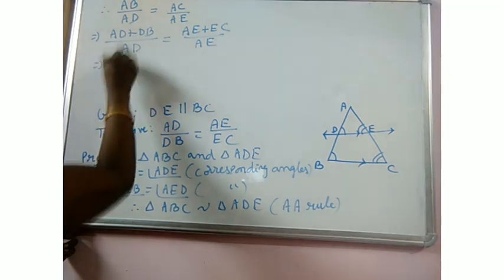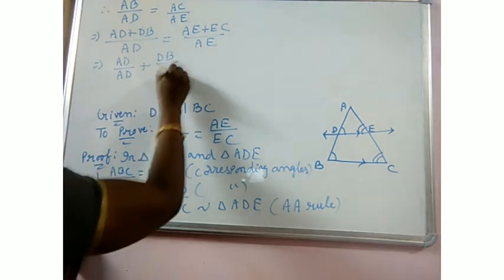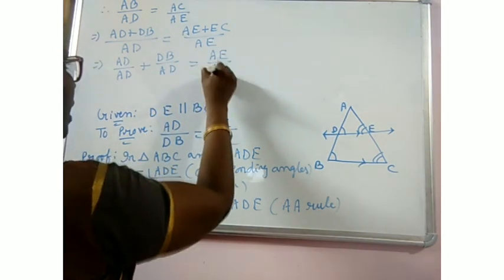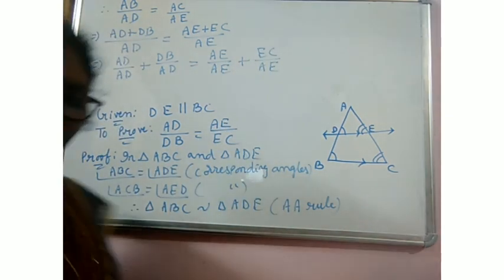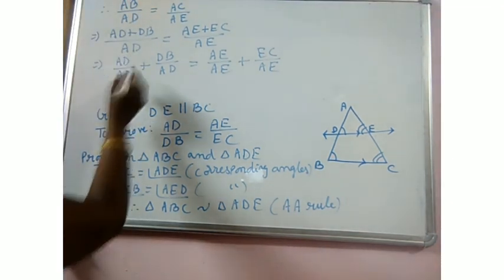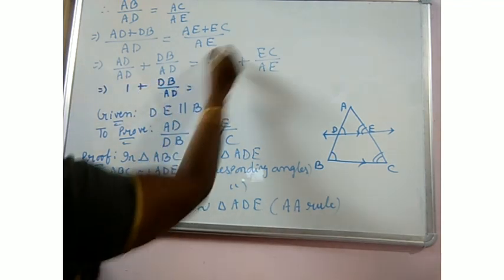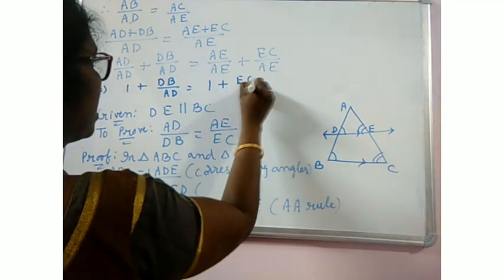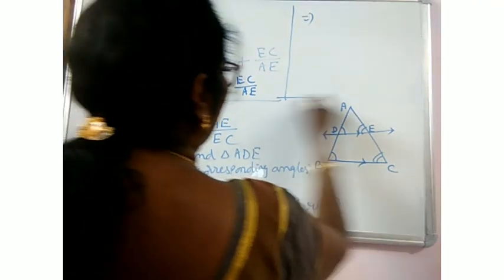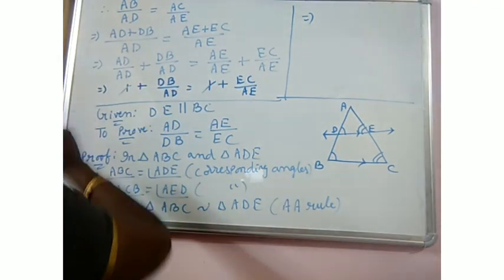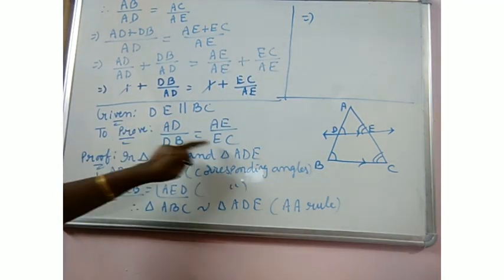Let us expand this. AD by AD plus DB by AD is equal to AE by AE plus EC by AE. Now, AD by AD, if you cancel, you will get 1 plus DB by AD is equal to 1 plus EC by AE. Yes or no? Now this side 1 will be cancelled. We get DB by AD equal to EC by AE.